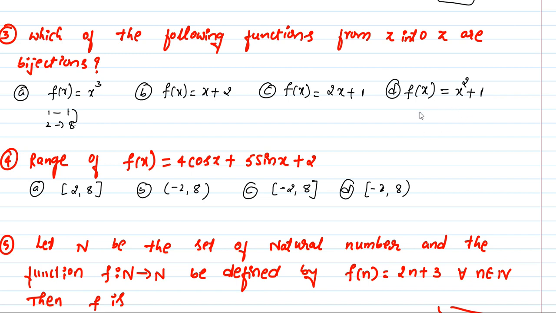Then come to this. Put x is equal to 1, we'll get 2. Put x is equal to minus 1, also we are getting 2. So 1 and minus 1 have the same image, so it is not one-to-one.